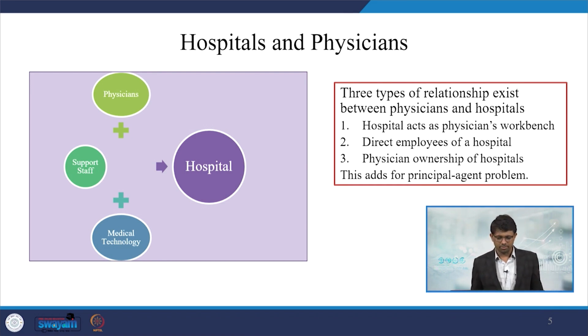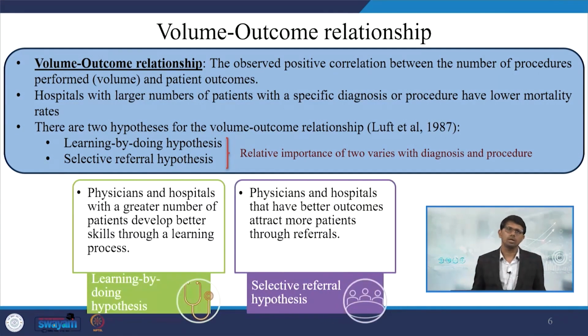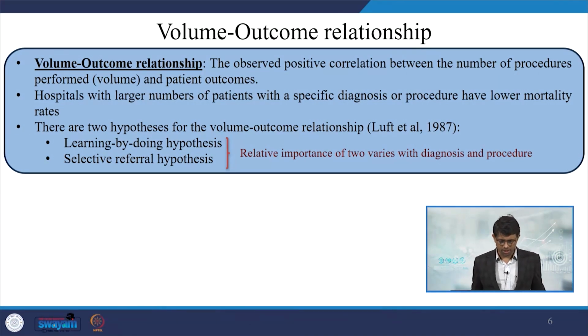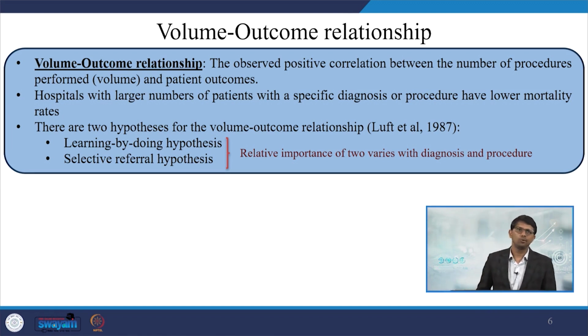Some of these might be discussed in other chapters, but at this moment we are trying to emphasize the volume output relationship, where we discuss the observed positive correlation between the number of procedures performed, that is volume, and patient outcomes. The hospital with larger numbers of patients with a specific diagnosis or procedure has lower mortality rates. There are indeed two hypotheses for the volume outcome relationship, as mentioned by Luft et al. in the 1987 paper or study.